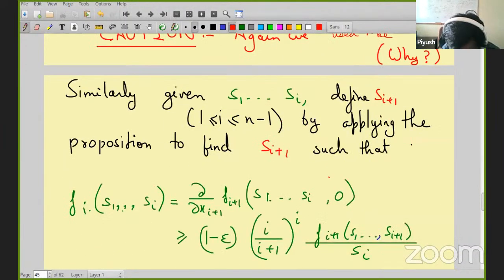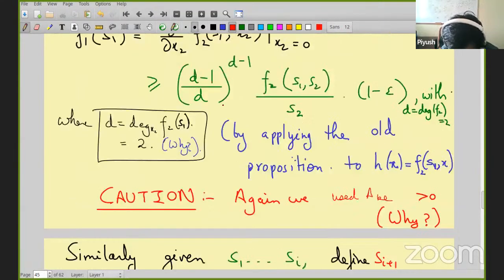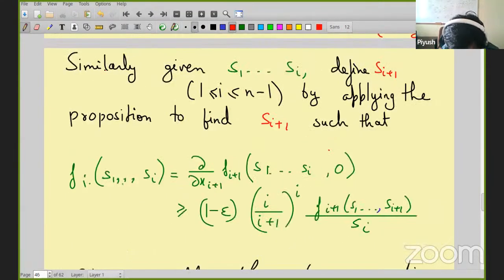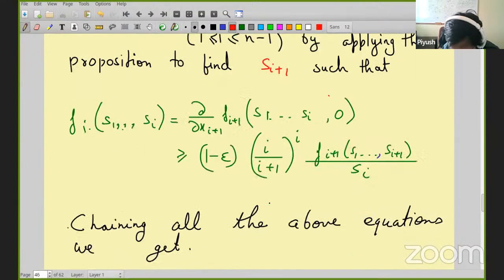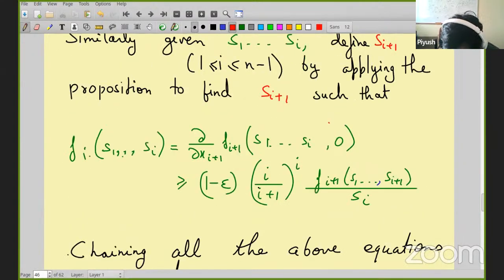Okay, good. Now the same argument can be done iteratively. Suppose I'm given s1 to si. How do I define si plus 1? By applying the proposition to this thing. So I look at fi plus 1 with s1 to si fixed, and I'm looking at the variable xi plus 1. The degree of xi plus 1 is i plus 1. So when we substitute this, I get (i over i plus 1) to the i, times (1 minus epsilon), times fi plus 1. So this I get at the ith step.